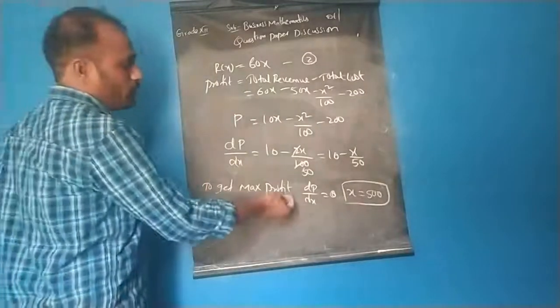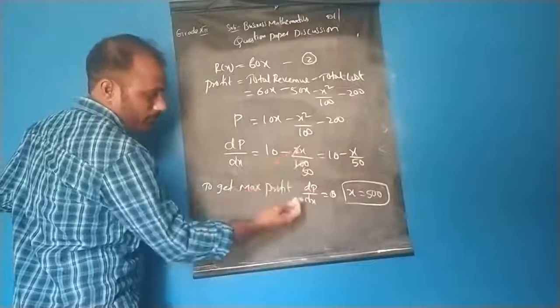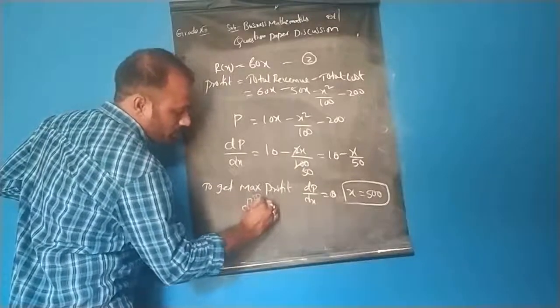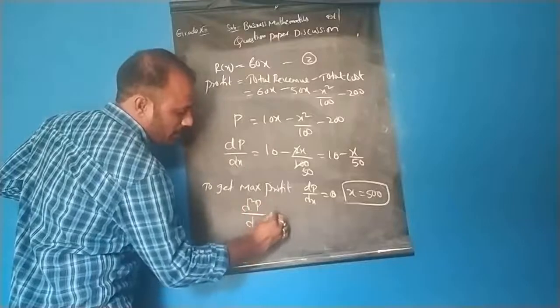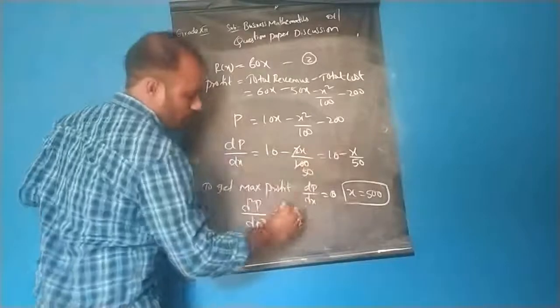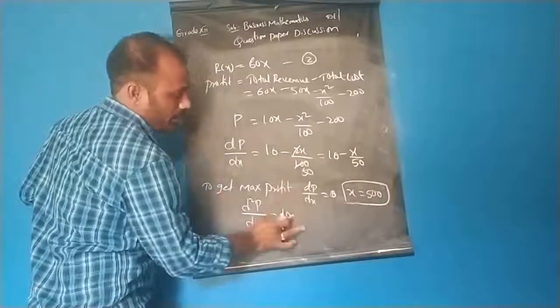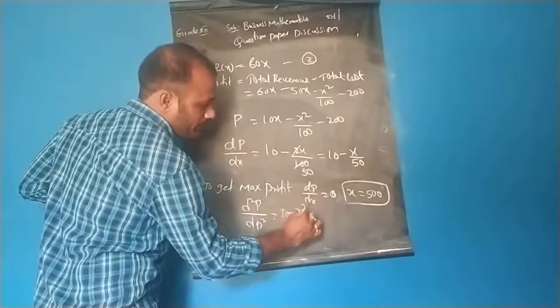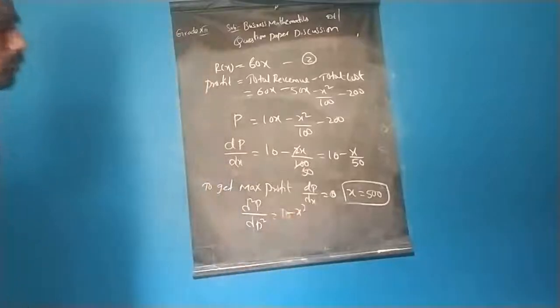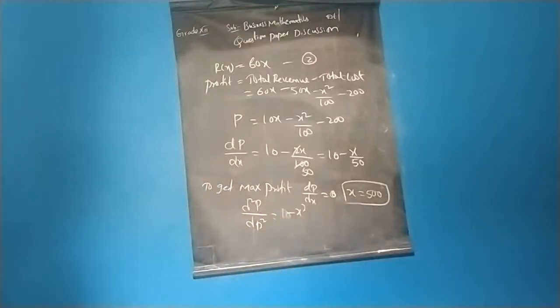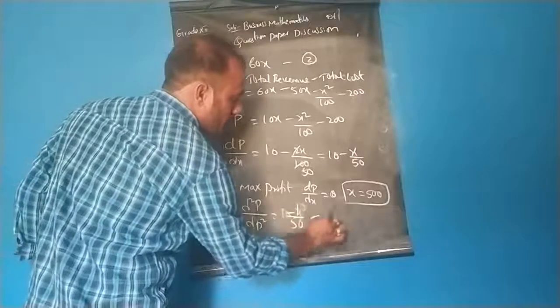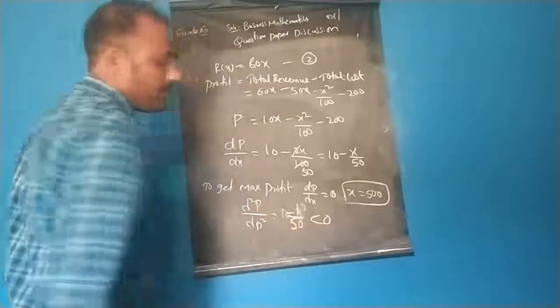Now to get whether only this is the largest maximum profit or another one is there, another time we'll do differentiation for this. So d square P by dx square is equal to, if I do differentiation for this, what we are going to get here? Differentiation of a number will be 0. So minus 1 by 50. We are going to get minus 1 by 50, which is less than 0. So profit will never be less than 0.